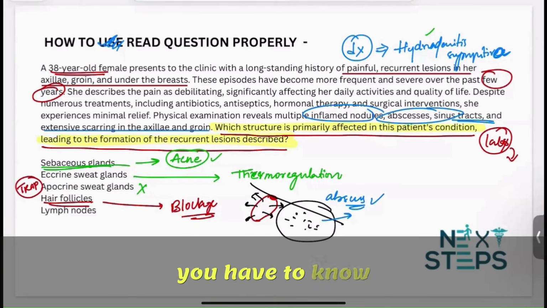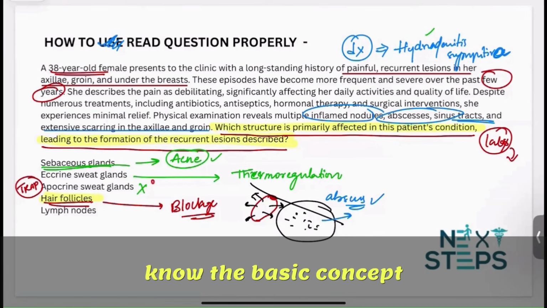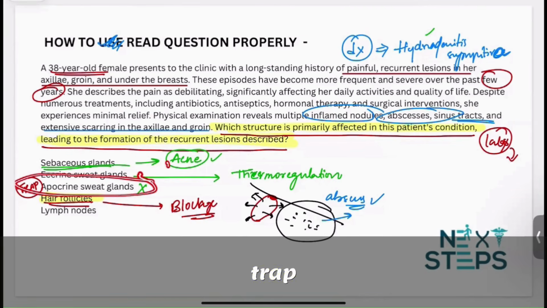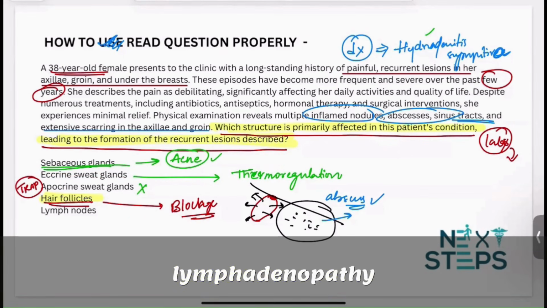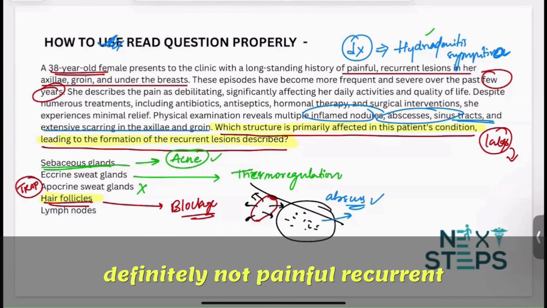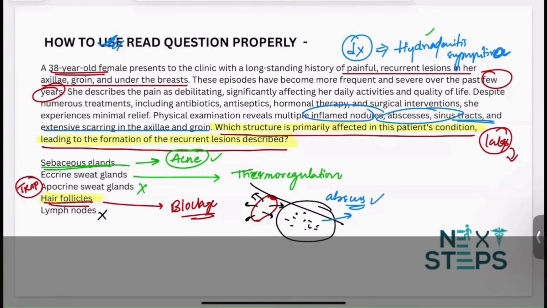Of course, you have to know the concept here to answer this question. You need to know the knowledge, or you can eliminate other options, but if you don't know the basic concept, there are high chances you're falling into that trap. Okay, then we have lymph nodes. Lymph nodes will cause lymphadenopathy, definitely not painful recurrent lesions, so you can totally eliminate this.